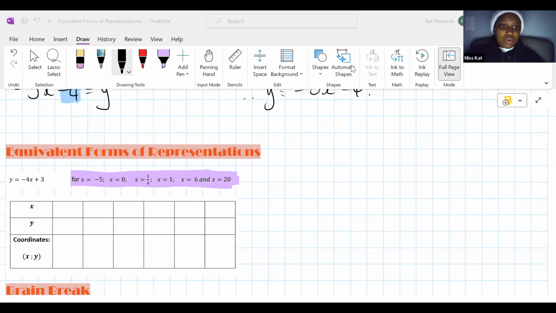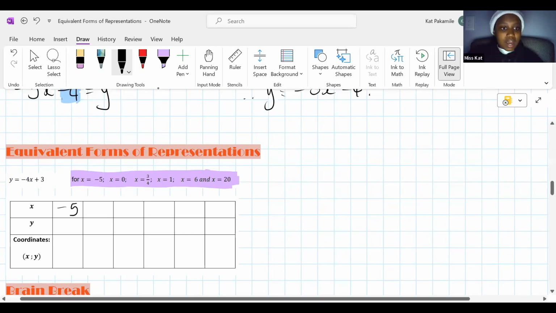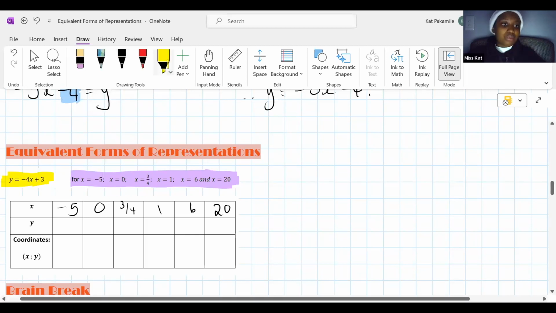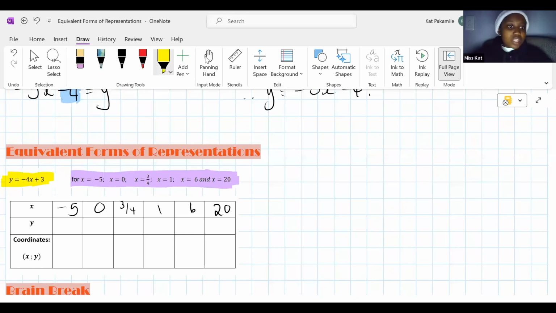-5, 0, 3/4. Where do I fill those in? On top. Thank you. So you're going to fill in there where it says x. You're going to see -5, 0, 3/4, 1, 6, and 20. Nicely for us, they have given us the formula for how to find our outputs. So we're going to substitute all of these inputs to get our outputs. Then we're going to fill in our outputs there where you have y.